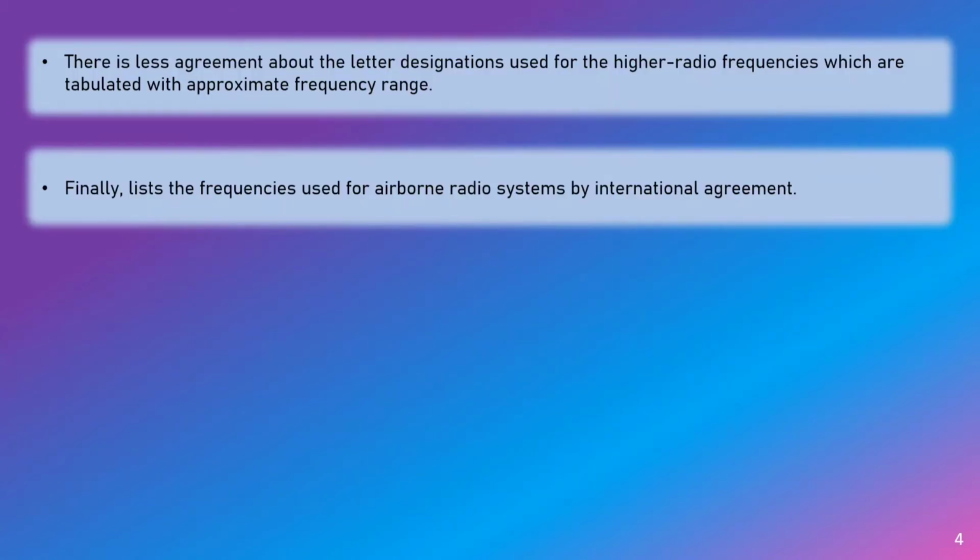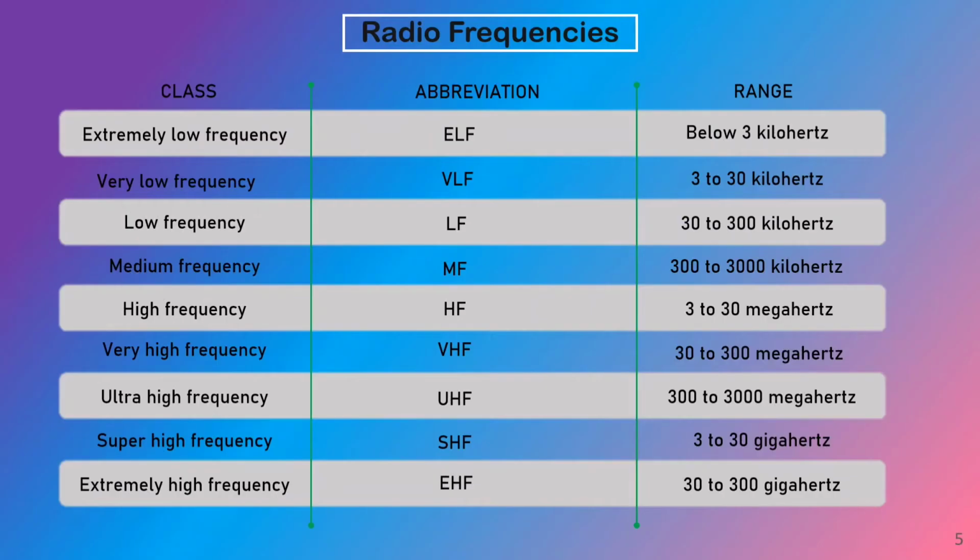There is less agreement about the letter designation used for the higher radio frequencies, which are tabulated with approximate frequency range. Finally, the frequencies used for airborne radio systems are listed by international agreement. Here is a table of radio frequencies which shows the class, abbreviation and range of the frequencies. Have a glance at it.